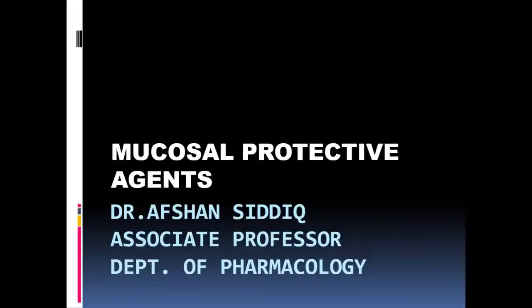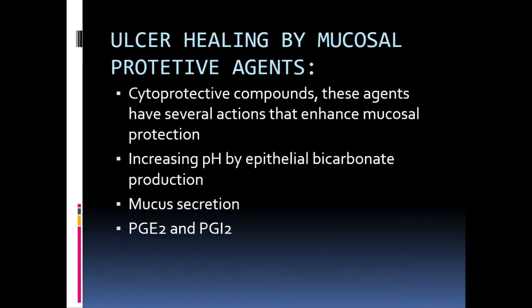Reducing their effect by making a cytoprotective lining in the GIT as well as in the duodenum, they are acting by three different mechanisms. They are acting by increasing the pH of the epithelial lining by increasing production of bicarbonate. This is one mechanism. Second mechanism, they increase the mucus secretion that will synthesize a layer in the GI tract and provide a healing and protective effect.